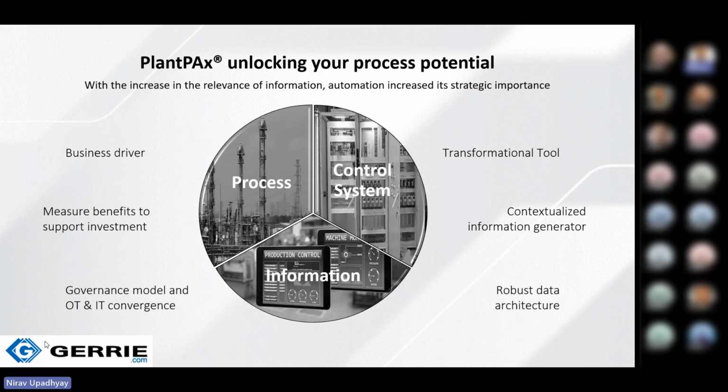When it is required to measure the benefits to support investment, the DCS orchestrates the information to allow the operation to gain insight and identify areas for improvement. And finally, the control system with an open architecture and robust data structure allows the convergence between operating technology, which is OT, and information technology, according to the desired governance model.